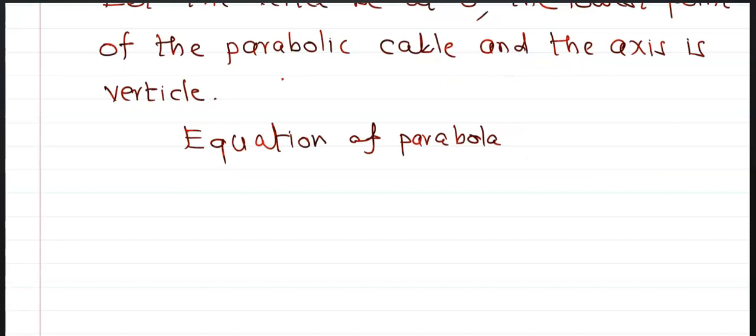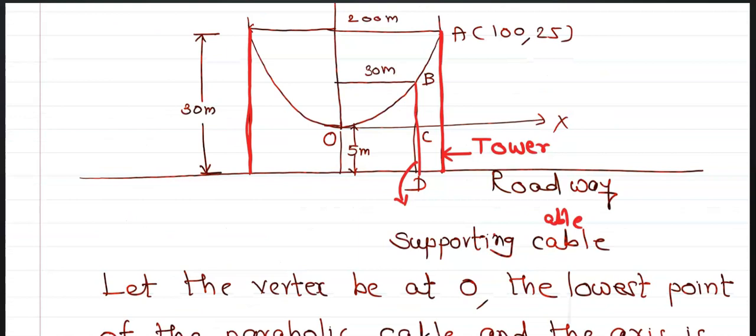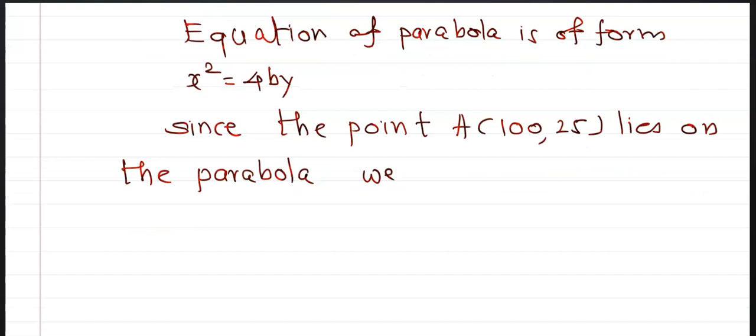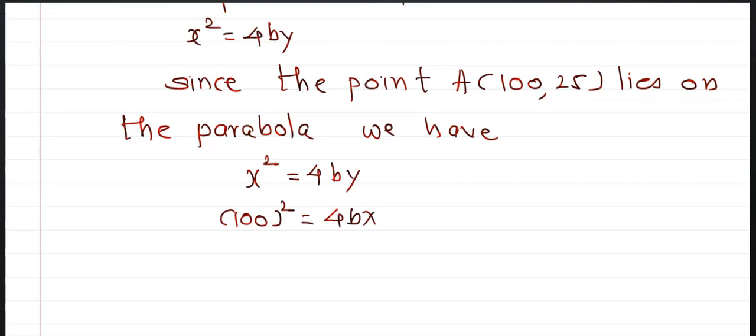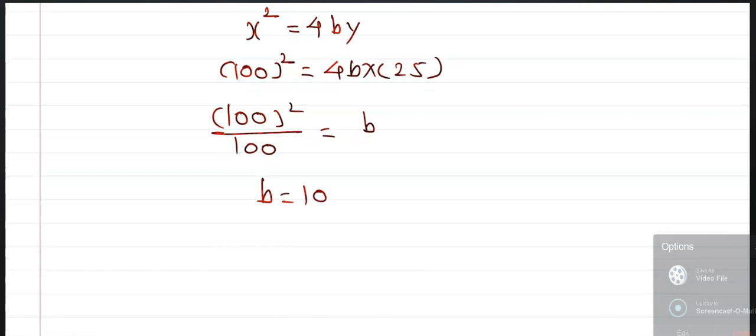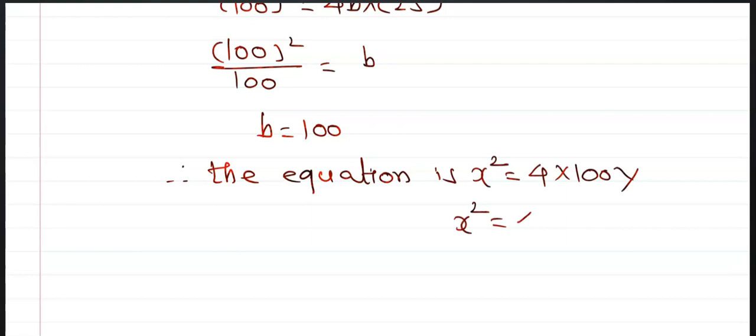The equation of the parabola is of the form x square is equal to 4by. Since the point A, 125, lies on the parabola, we have x square is equal to 4by and substitute the values. Therefore, the value of b is 100. Therefore, the equation of the parabola is x square is equal to 4 into 100 into y, x square is equal to 400y.